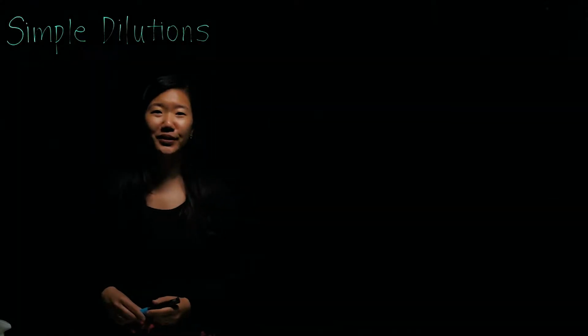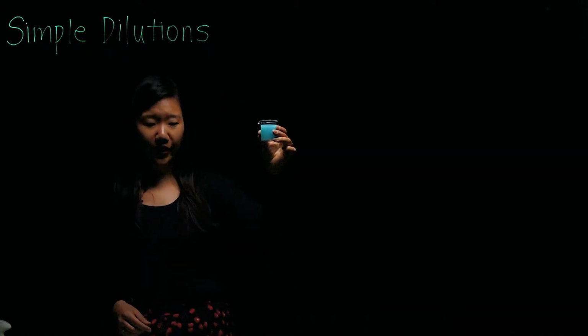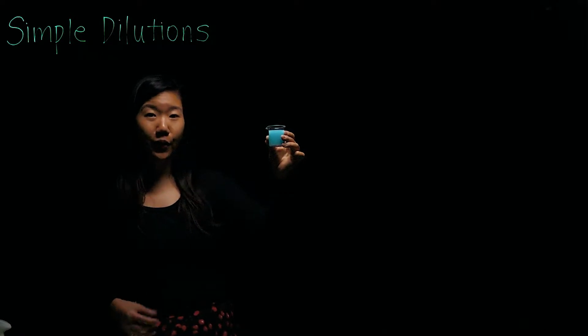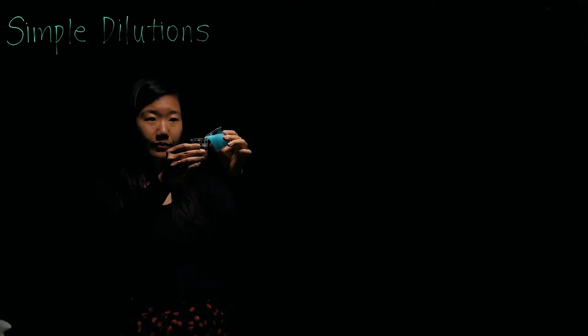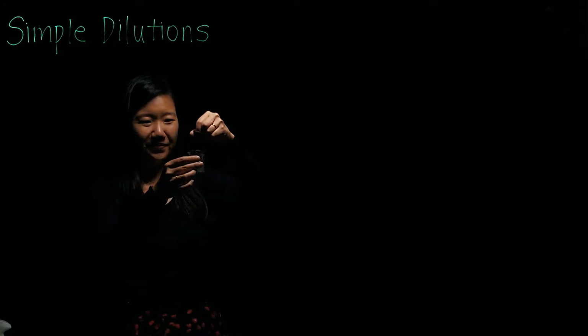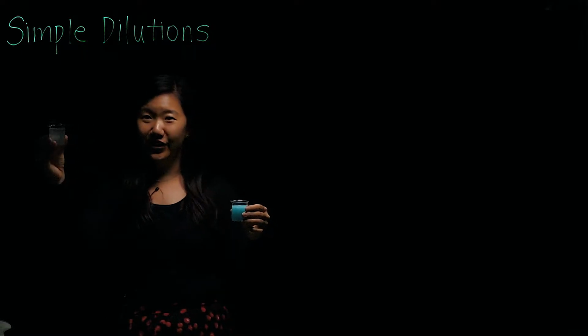Let's talk about simple dilutions. We'll begin first by defining dilution. Dilution just means to make a solution less concentrated. So for example, I have my solution of blue-colored water. I can make it more dilute or less concentrated by adding it to some water. So this is our more concentrated solution, and we have diluted it to this less concentrated solution.